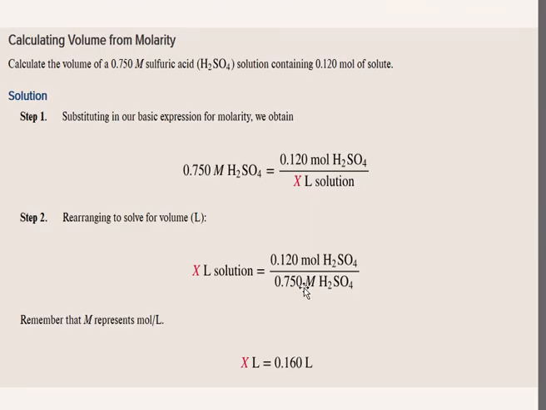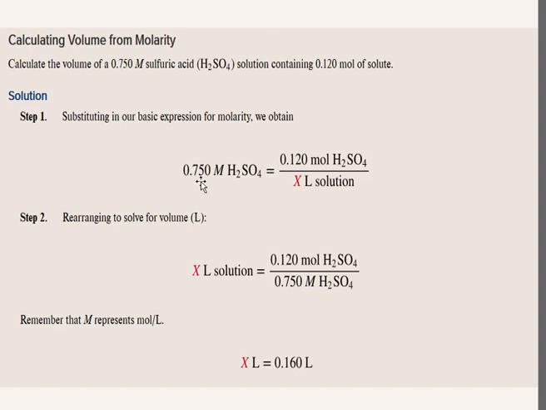Now here is a problem where we are given the concentration of acid, sulfuric acid, as 0.750 molar, and we are told that the solute, which in this case would be sulfuric acid itself. Well, sulfuric acid is a compound H2SO4 dissolved in water, making it an acid. So if we dissolve 0.120 moles of our sulfuric acid H2SO4 in a certain amount of water to produce 0.750 molar of sulfuric acid, what is that volume of water? What is that amount of water?